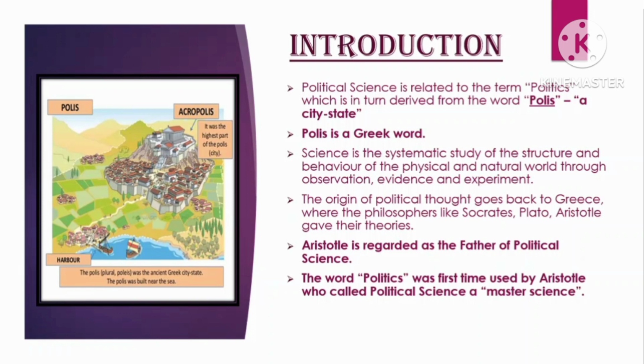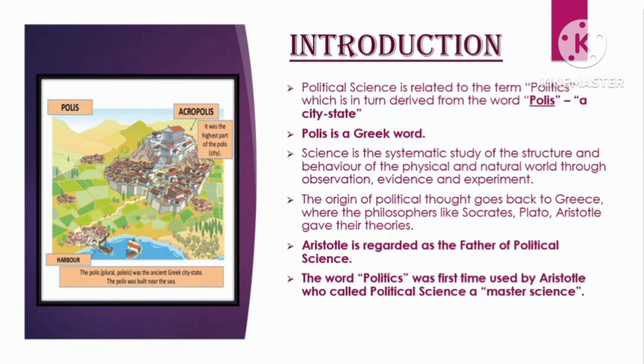Now we come to the second term, which is science. What is science? Science is the systematic study of the structure and behavior of the physical and natural world through the methods of observation, evidence, and experiment. So basically, what we do in sciences is collect facts and data and then do experimentation to prove them, to study certain concepts, to study the structure and behavior of something which is there in front of us. So that is what science is. Political science basically comprises these two terms, political and science.